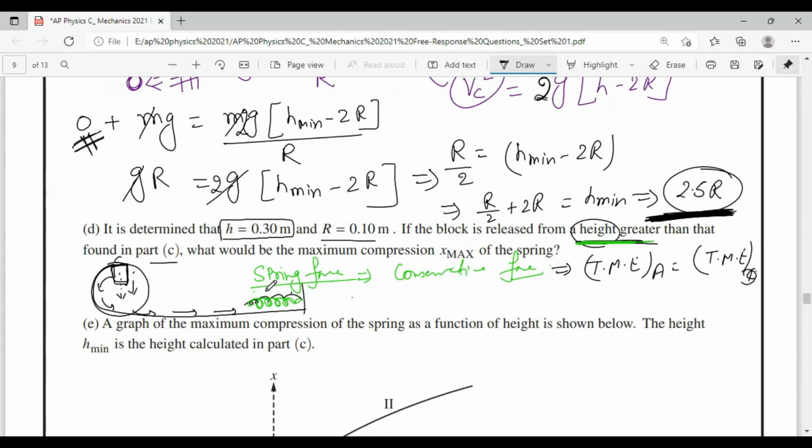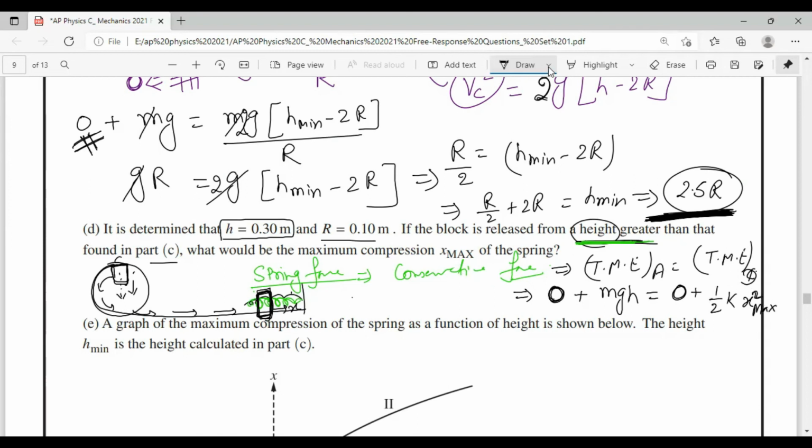What is the position D? When it collides with the spring and gets compressed, some compression will be there. So what is the energy at point A? The kinetic energy will be 0 plus potential energy mgh, right? That should be equal to this point when it compresses the spring. So kinetic energy will be 0 and the potential energy will be half k x max square.